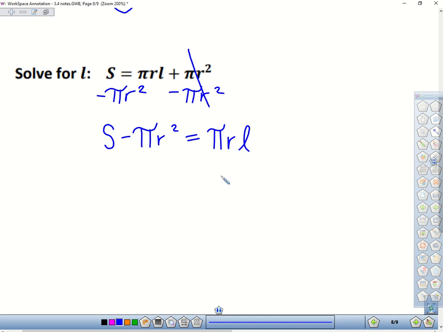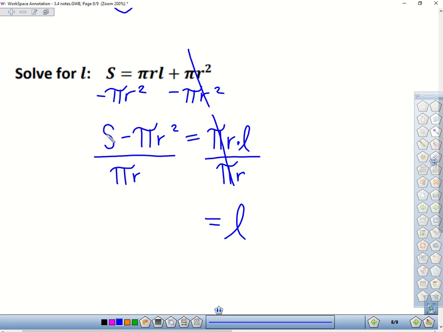Now, we want to get L by itself, so let's keep our eye on the goal here. What is being done between the L and the R and the pi? What is this? Good, this is multiplication, right? The operation here is multiplication. So remind me, how do I reverse multiplication in math? Division. I'm going to use division here. These cancel out, okay? And I'm left with L equals.